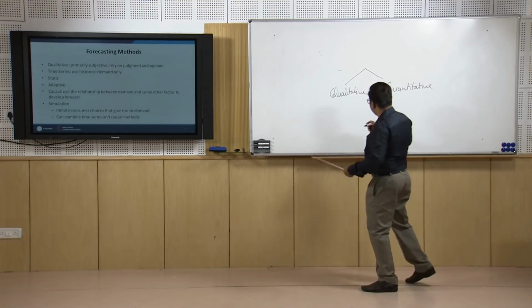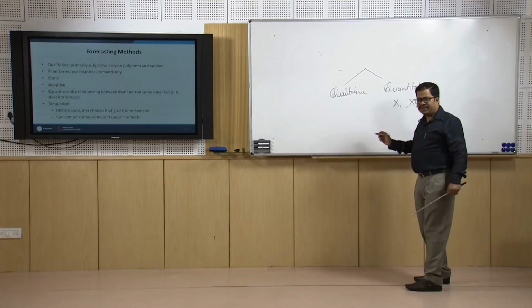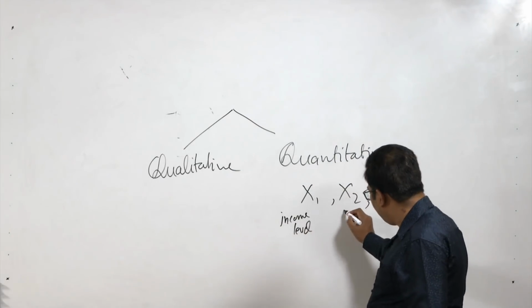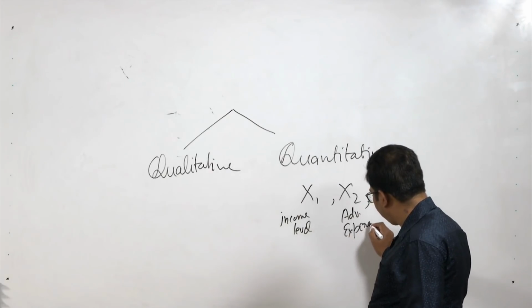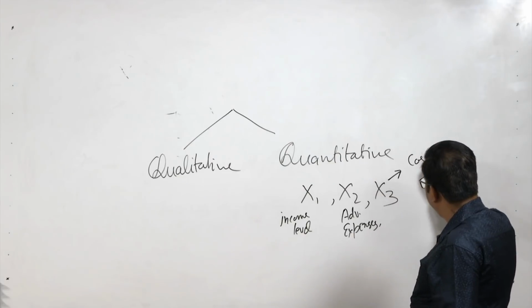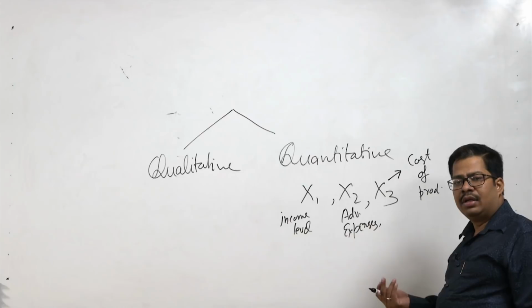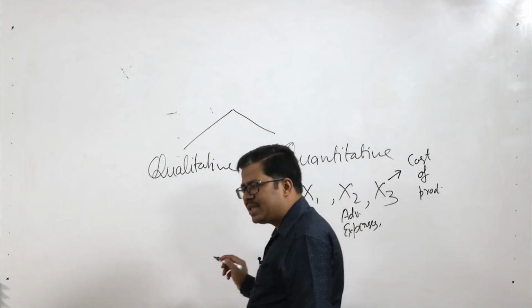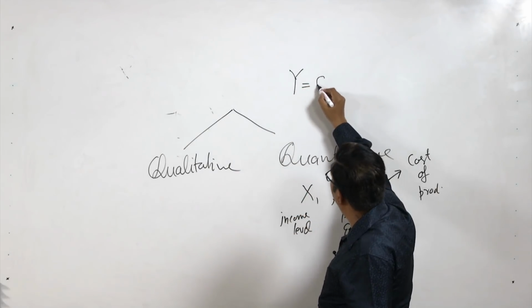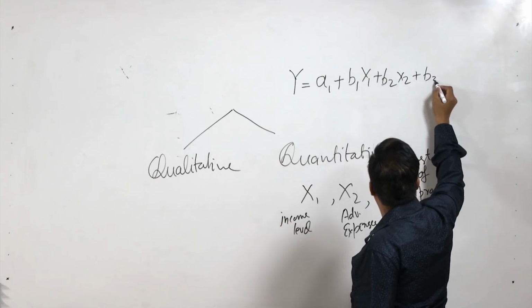So, what I am trying to say is that in causal analysis you identify certain factors, and these factors can be x1, x2, x3. x1 can be the income level, x2 can be the advertising expenses, and x3 can be, let us say, the cost of the product. Now, these are the three independent factors which can affect the demand of my product. My product's demand is being represented by Y, and I try to develop a relationship of this nature: Y = A1 + B1 x1 + B2 x2 + B3 x3.